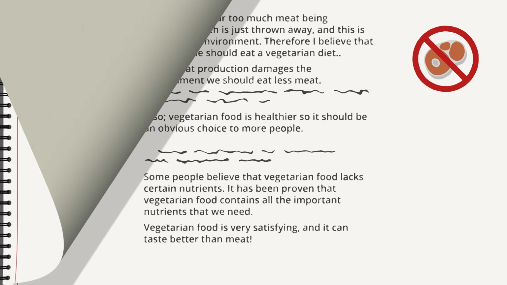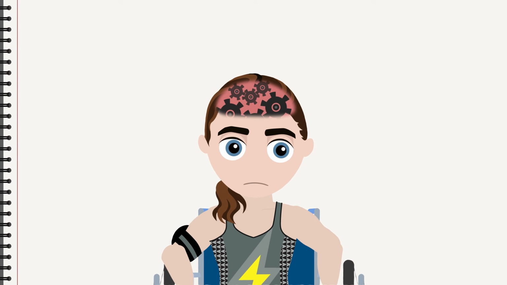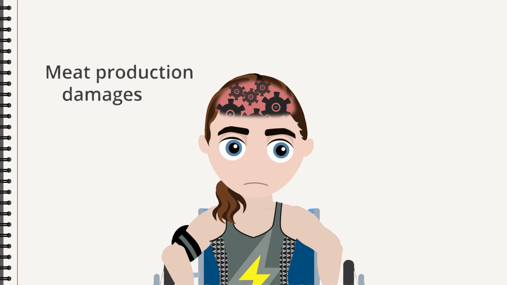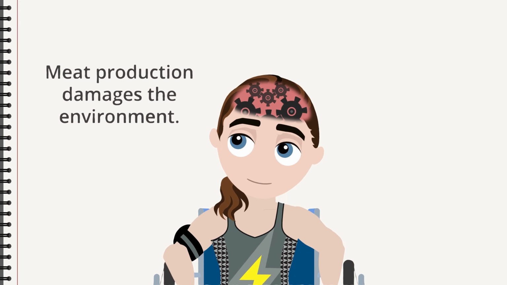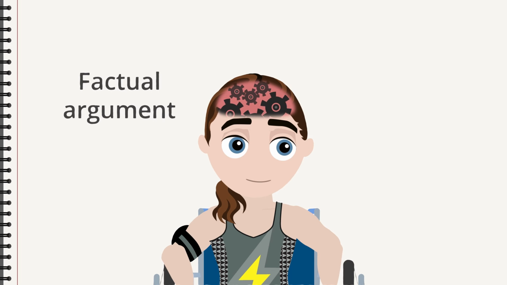To influence how other people think, it's effective to use facts. Take, for example, the argument, meat production damages the environment. This you can easily prove with facts. It's called a factual argument.